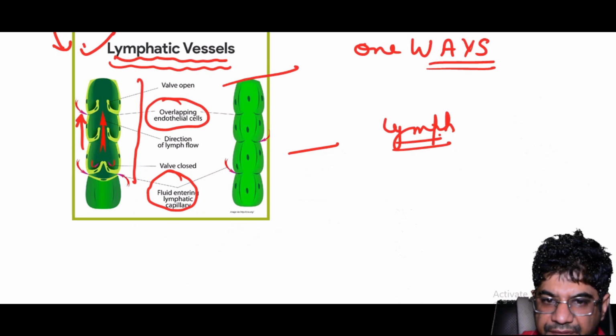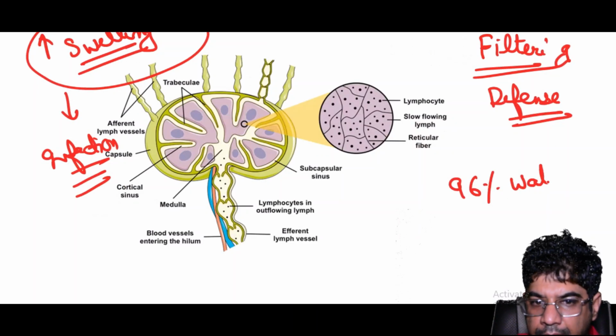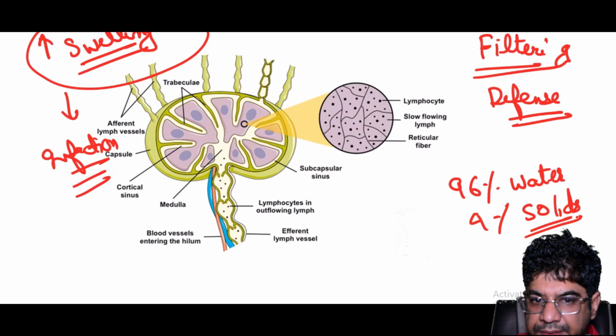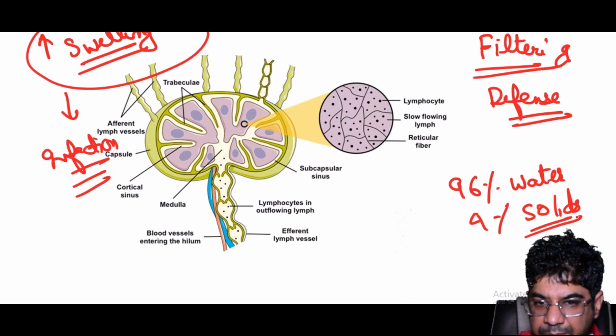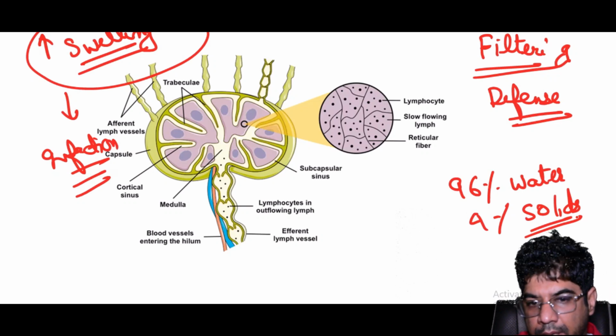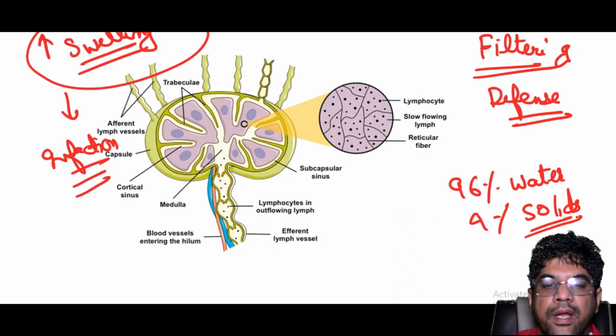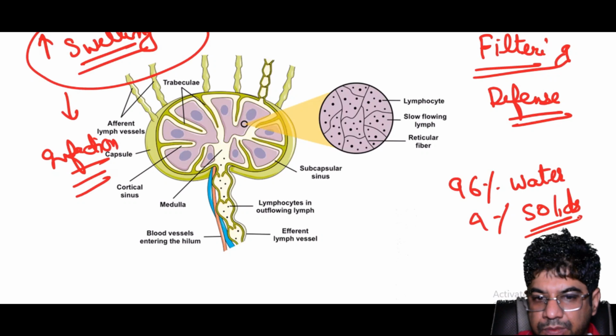Now remember, lymph is usually a clear and colorless fluid, and around 96% of it is water and 4% is solid. Now what is the function of the lymph? It returns the proteins from the tissue spaces to the blood. It helps to redistribute the fluid in the body. Third, it removes the bacteria, toxin, and other foreign bodies from the tissue. It helps to maintain the structural and functional integrity of the tissue. So these all are the functions of the lymph.